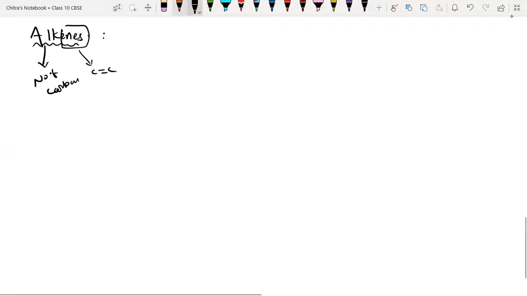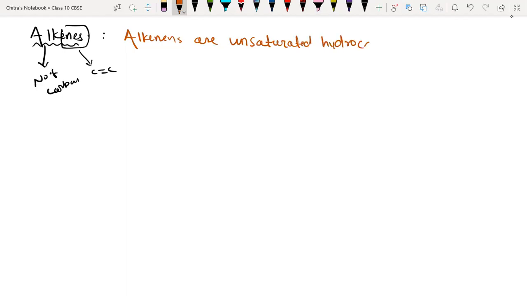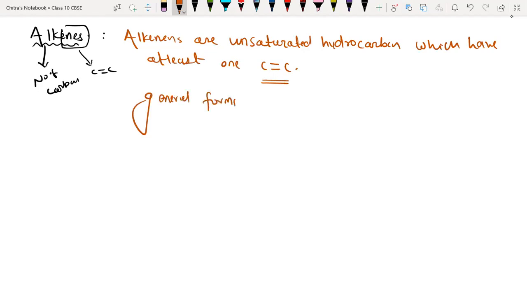So I'm writing here, alkenes are unsaturated hydrocarbons which have at least one carbon-carbon double bond. Their general formula is CnH2n.